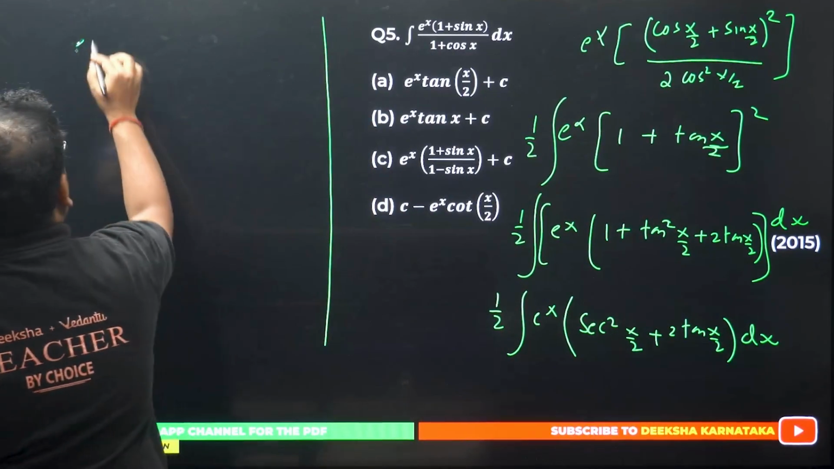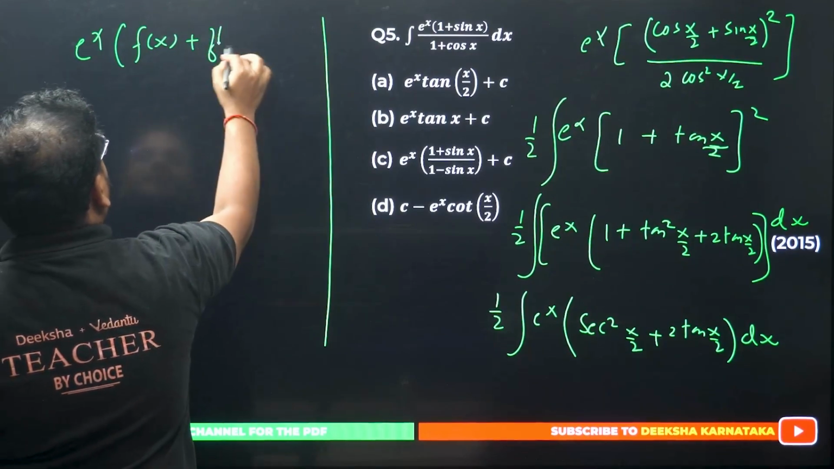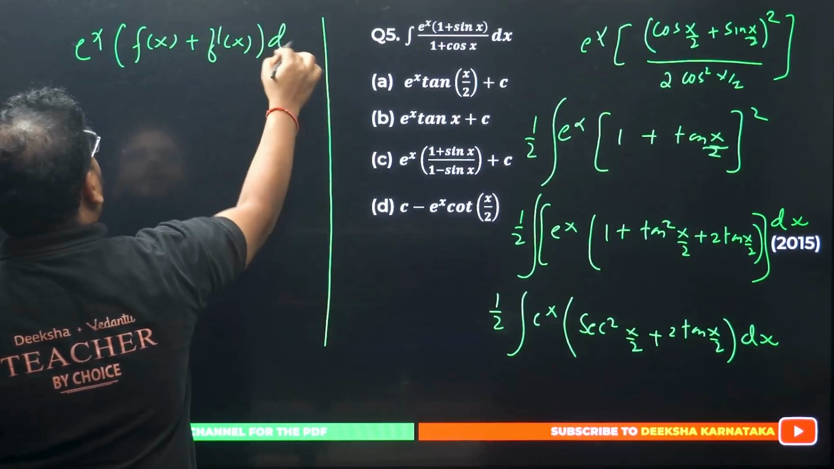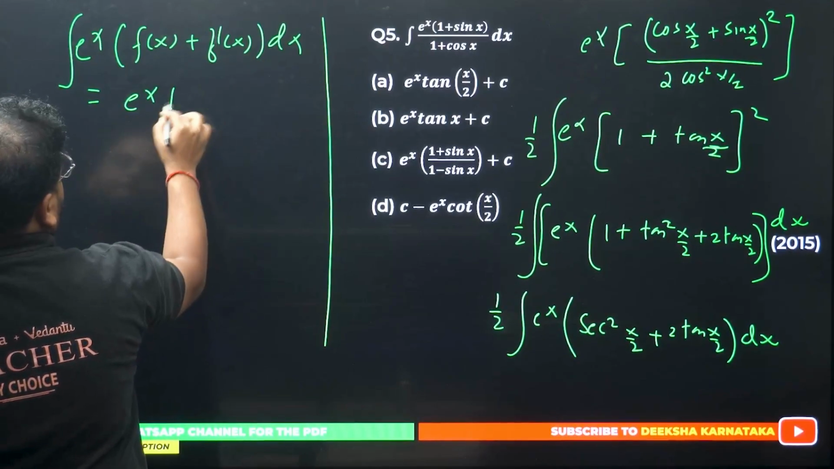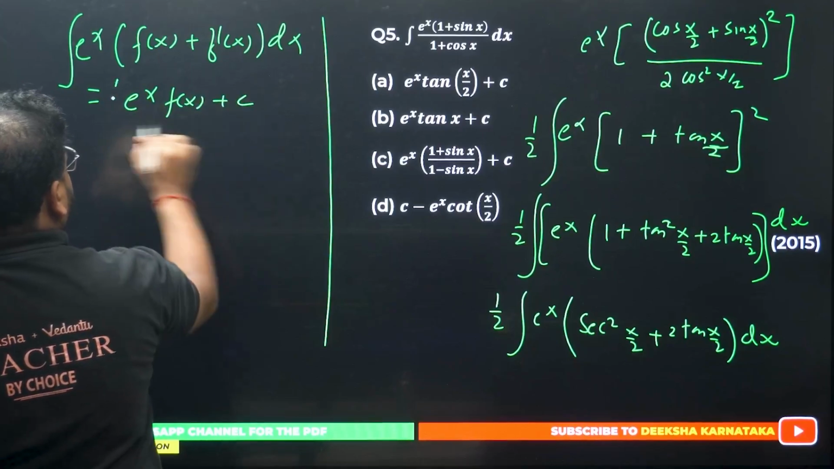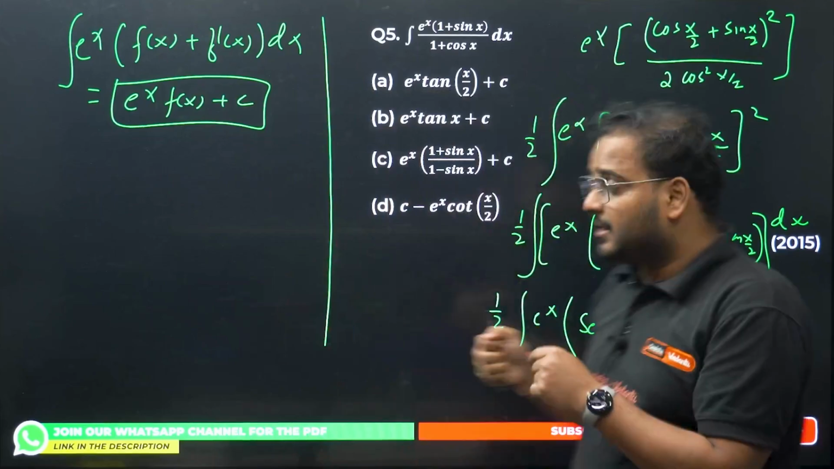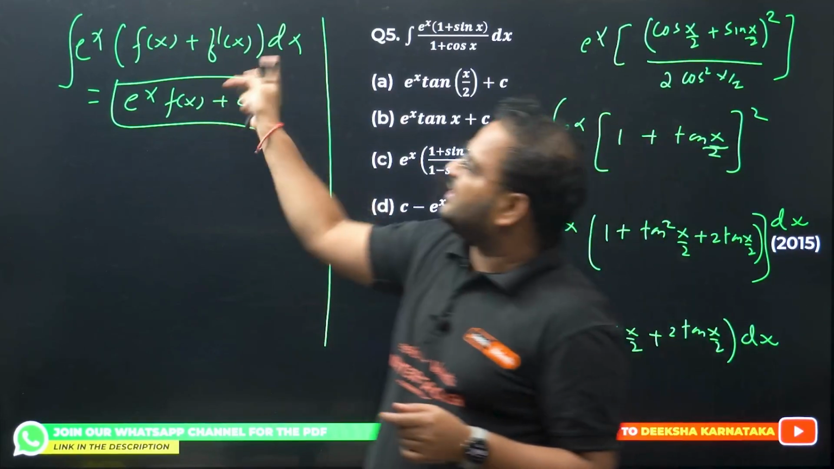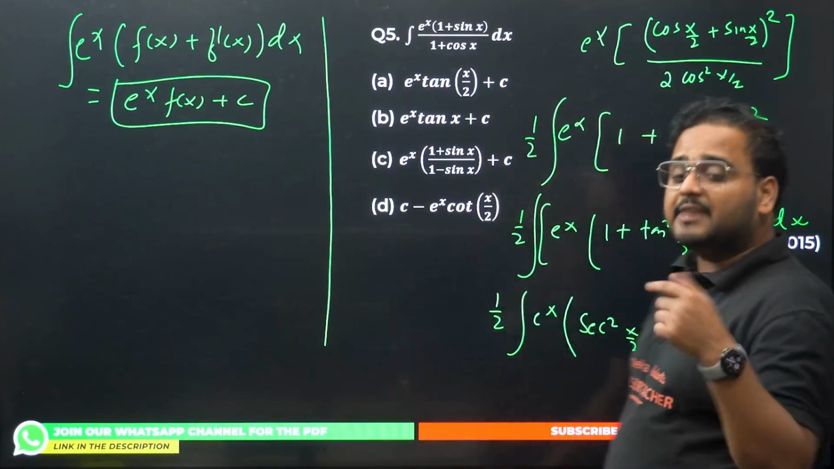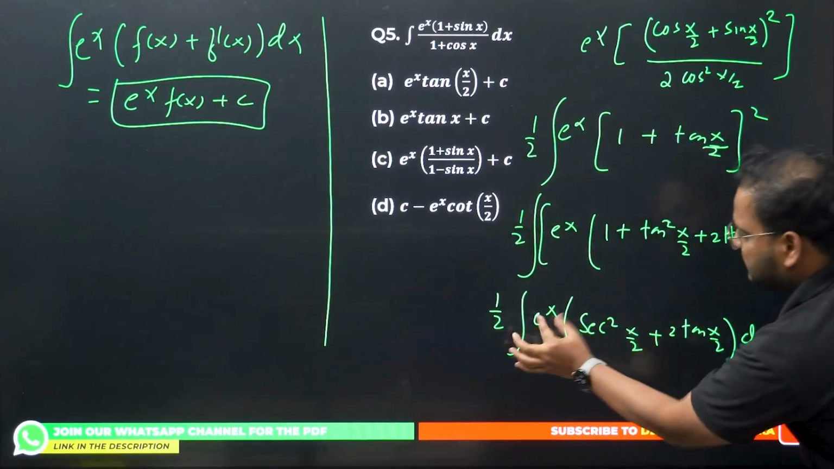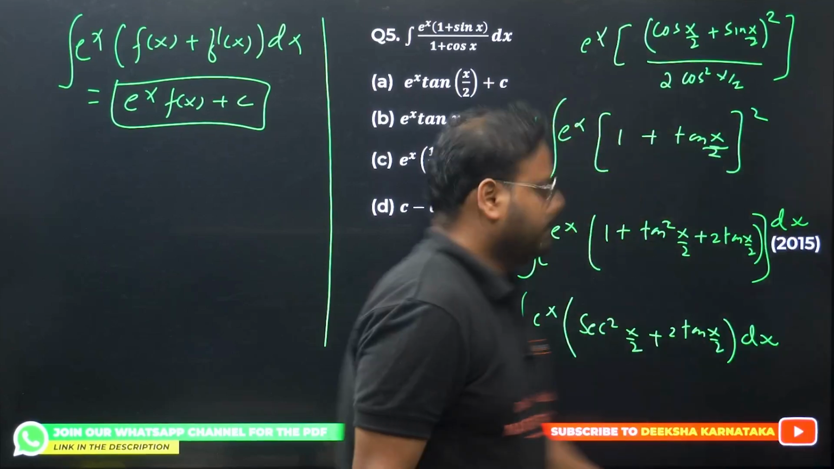This is a formula for all of you. If we have e^x times (f(x) plus f dash of x) in the integral, the answer is simply e^x f(x) plus c. If you have e^x multiplied to the function and its derivative taken as a sum, the answer is simply e^x f(x) plus c. Check this out, this is my f(x). I'll show you how, no problem.